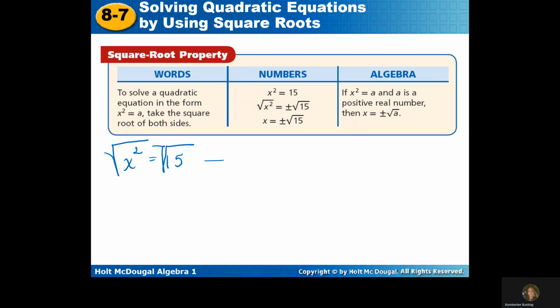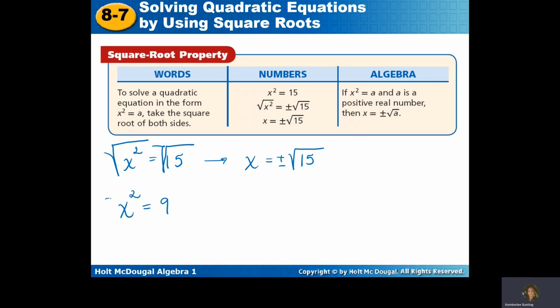Now, the thing about this is this. The square root of x squared is x, but over on the other side, the square root of 15, I must consider both the positive and negative aspect of the square root of 15. Now, what is she talking about? Let me do a better example. Say we had x squared equals 9, and you've been asked to solve for x. Same process, right?